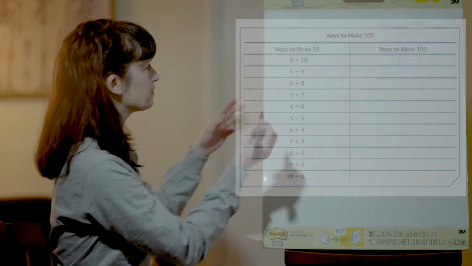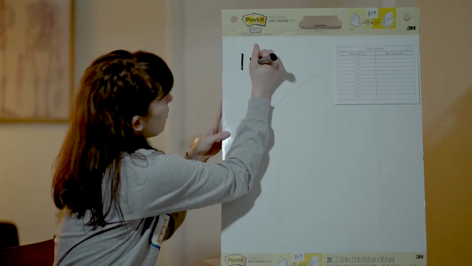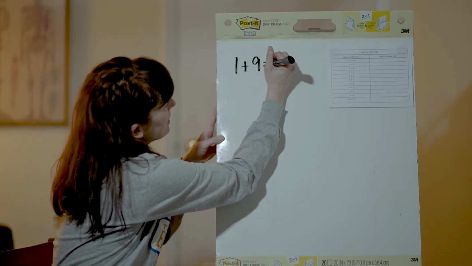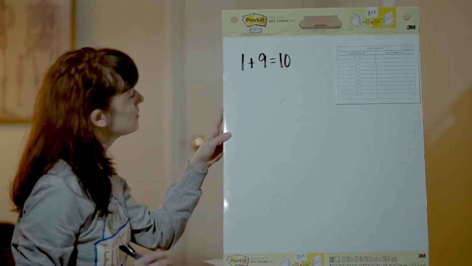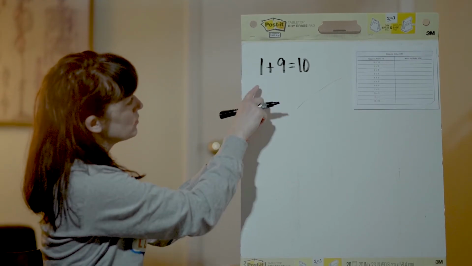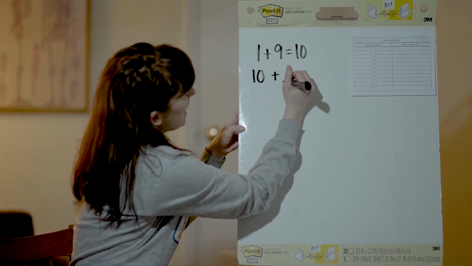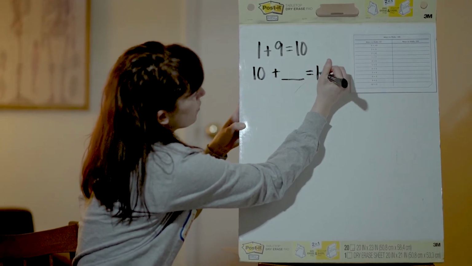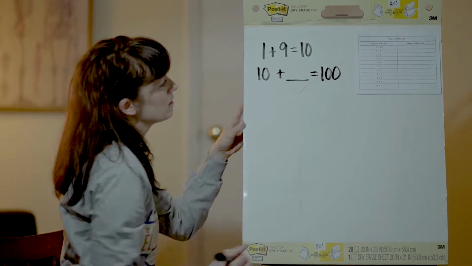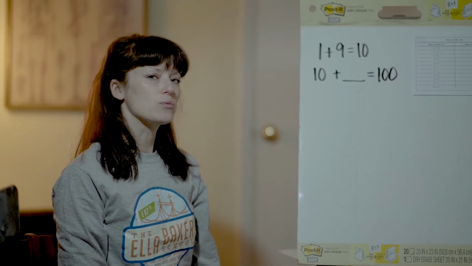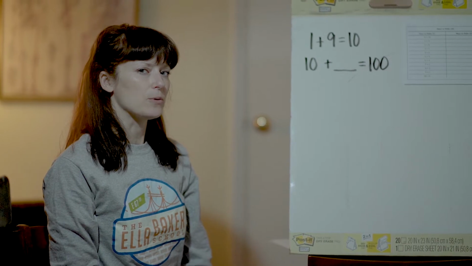For example, if we know that 1 plus 9 is equal to 10, how can we use that combination to help us to know what we need to add to 10 in order to get to 100? I'll give you just one moment to think about how you would solve this.